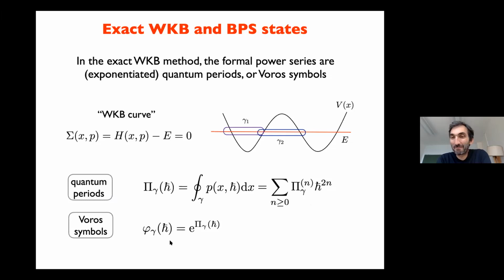So the functions that appear in the WKB method, the functions φ of γ associated to these cycles here, are the functions that I was mentioning before in the most general case. So these quantum periods, or these exponentiated quantum periods, which are called Borel symbols, are a concrete example of this resurgent construction that I was mentioning before. In this case, it's quite well understood, and this is a finite set of Borel symbols.